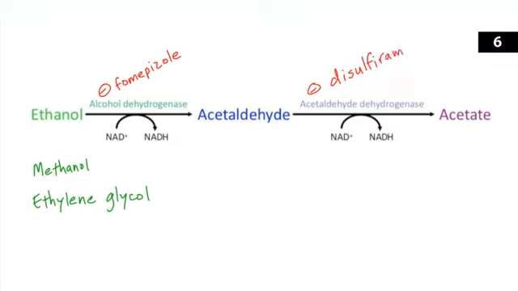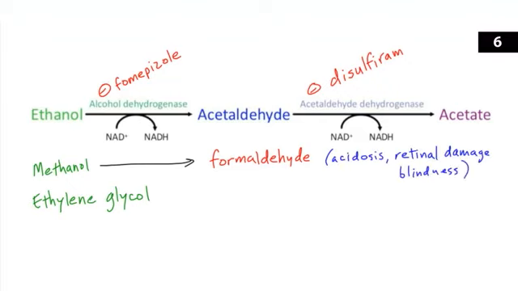So let's talk about fomepizole for just a second. Methanol and ethylene glycol are both metabolized by alcohol dehydrogenase. Methanol is a wood alcohol, and occasionally alcoholics might try to get drunk on methanol. But remember, we said that instead of getting metabolized to acetaldehyde, methanol gets metabolized to formaldehyde, which is toxic. It can cause acidosis, it can cause retinal damage and blindness, and even in relatively small doses, like 15 cc's or half a shot. So it is very dangerous.